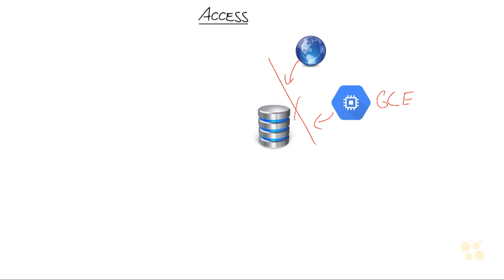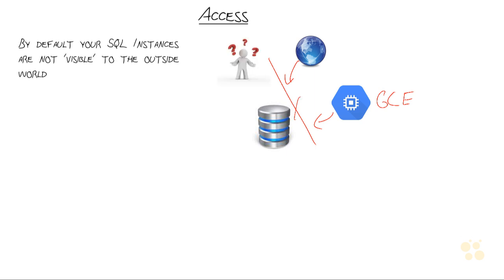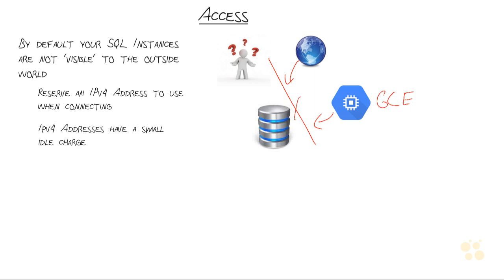And the reason for that is because by default, your SQL instances are not visible to the outside world. They don't have an external IPv4 address. You have to go ahead and reserve one that you can use to connect to your database with. And you can do it when you create your instance, or you can do it after the fact. But you need that IPv4 address, that external address, associated with your instance so that third-party connections have something to connect to.